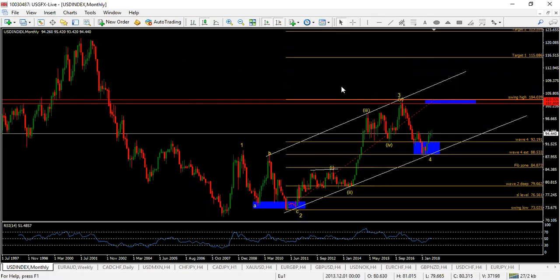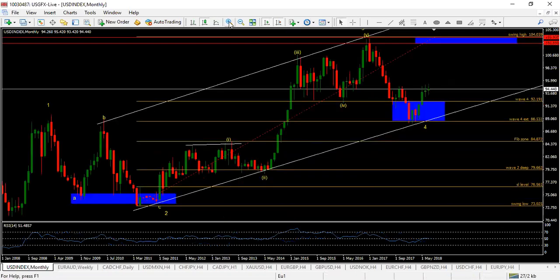So yeah, this is the analysis from the monthly, and I think I'll just do the monthly time frame. For more information and the entry target, you just have to join the membership.